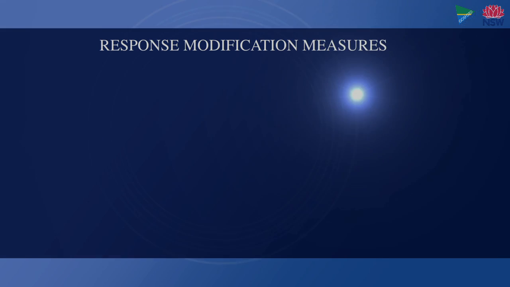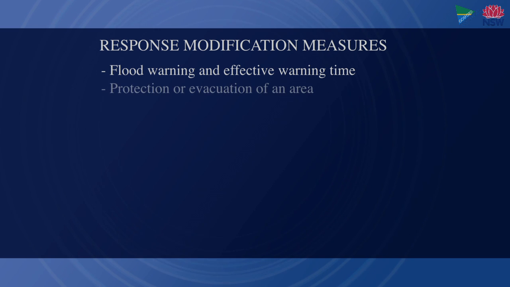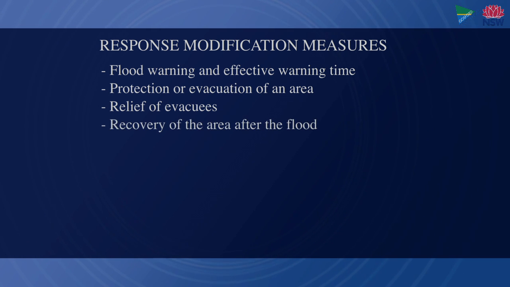Response modification can be thought of as modifying the response of the population at risk to better cope with a flood event. Examples include flood warning and effective warning time, protection or evacuation of an area, relief of evacuees, recovery of the area after the flood, and flood education.